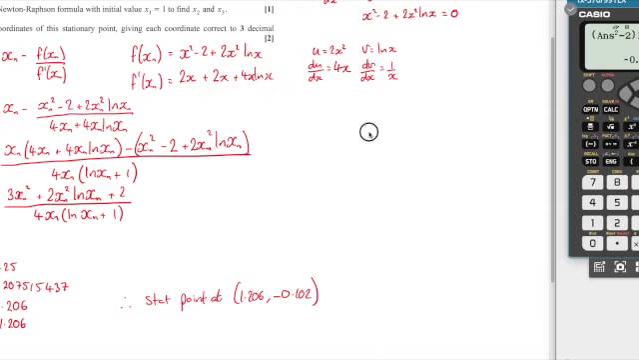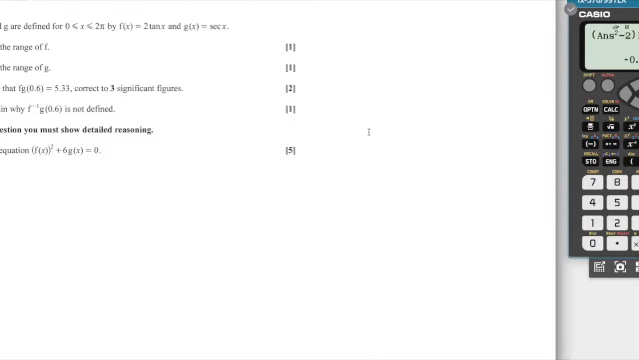Right, moving on to question 8. Functions f and g are defined for 0 to 2 pi for 2 tan x and sec x. State the range of f. Well, tan x can take all values of y. It has no limits on it. So we could just say then that the range of f of x is that f of x can be all real.